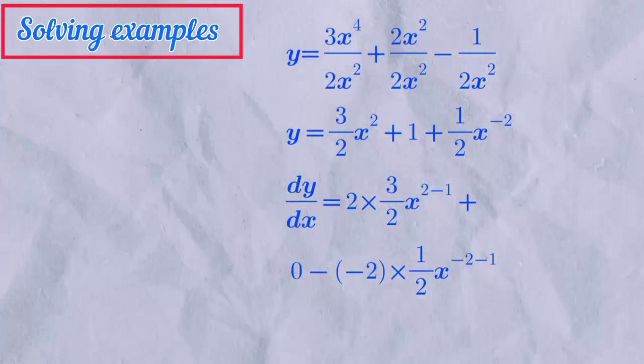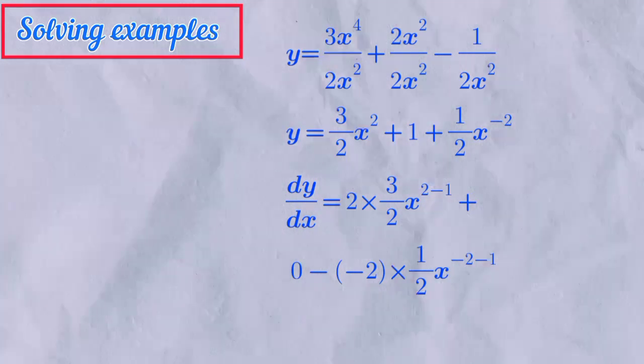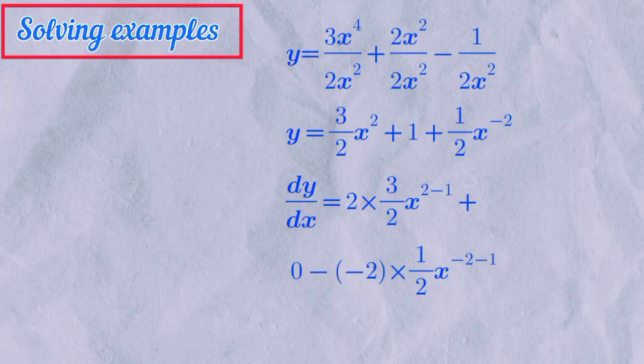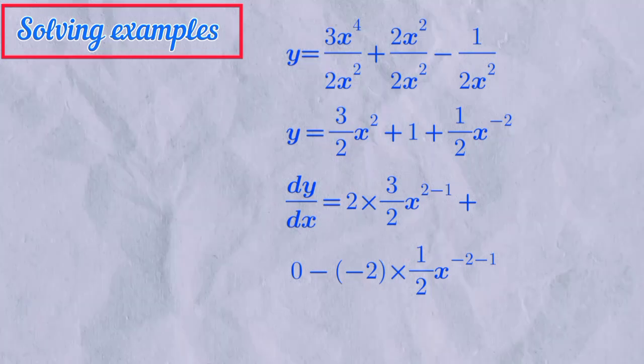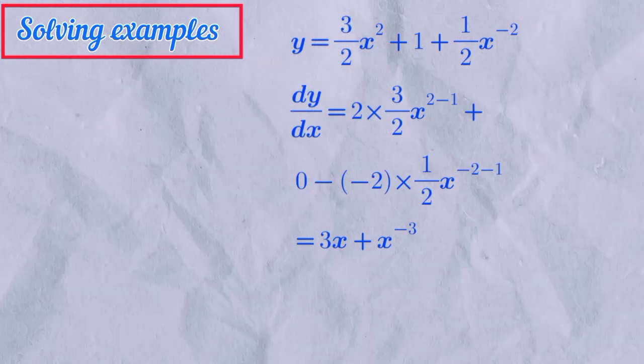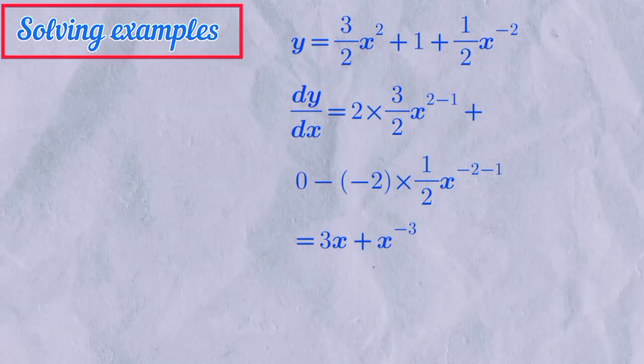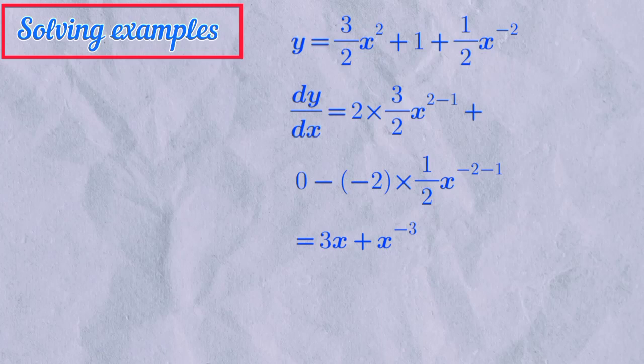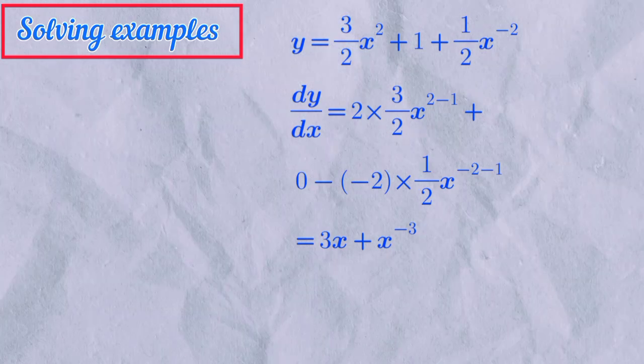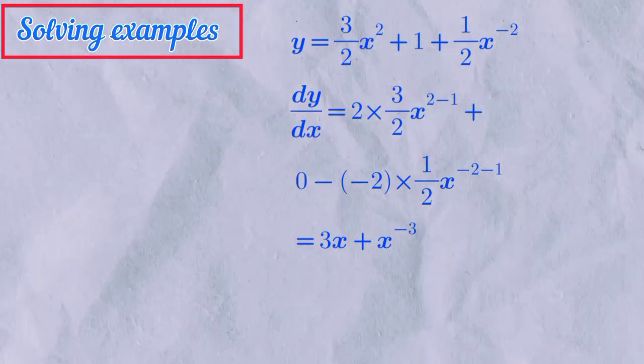Now, when you solve all this, you are going to be left with 3x plus x raised to the power of minus 3. And then finally, we can say our answer is equal to 3x plus 1 over x raised to the power of 3. That is when you convert x raised to the power of minus 3 to a fraction.